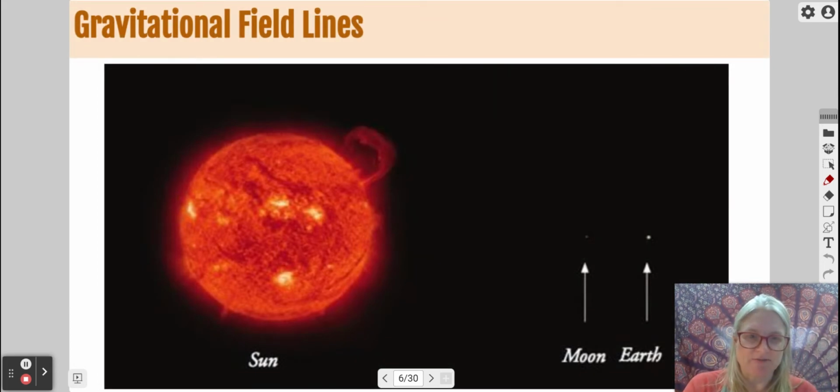Just to put into perspective the size difference, this image I like, you can see how much larger the sun is than the Earth, which you can just barely see there, and the moon you can barely see, it's a little tiny blob there. So you can see why the sun has a much stronger gravitational field than Earth or the moon.